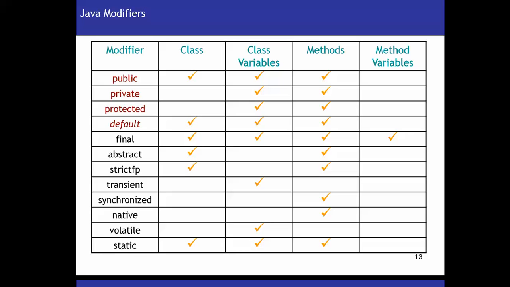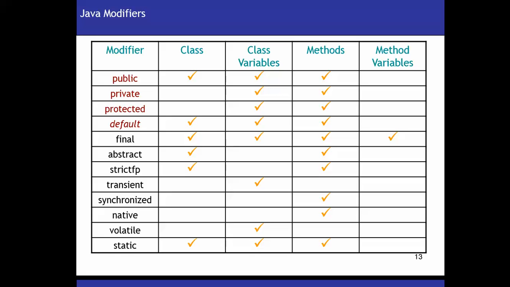So, we apply modifiers for classes, variables, methods and method variables. There are two types of modifiers. One is access modifiers, that is public, private, protected and default. The others are final, abstract, strictfp, transient, synchronized, native, volatile and static, which are non-access modifiers.